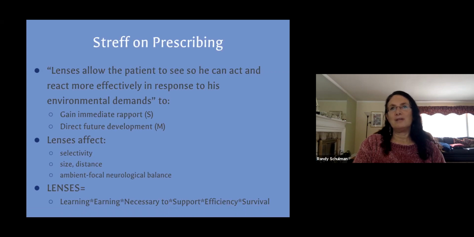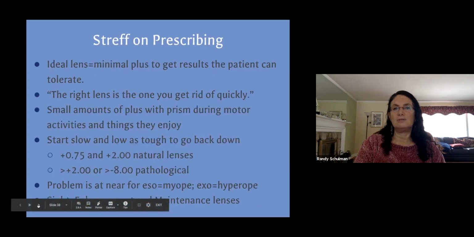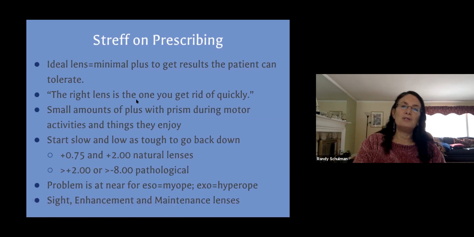So really, if we think about it, if we can provide a lens that's going to allow for that patient to be able to learn and or do their job better, then we're actually supporting them in terms of their overall efficiency and ability to thrive. Streff also talked about that the ideal lens is the minimal plus to get results. So again, that's why I tend to use the lower powers. So you want to go with just small amounts.